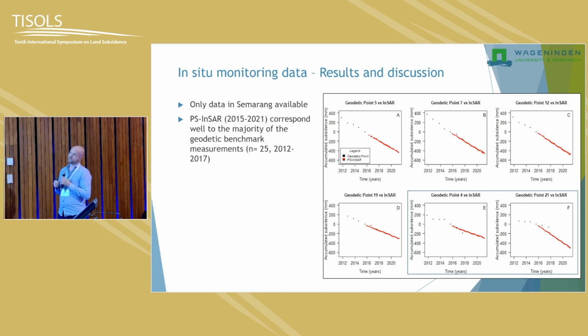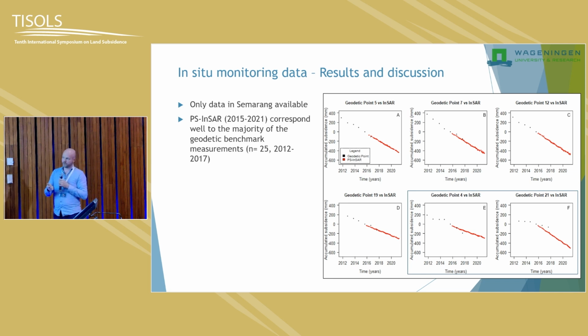So here we see several of the geodetic points. In total, there was 25, and actually most of them very neatly follow. And so these are the blue dots that we see here. They actually neatly follow also the same trend as we see with the PS InSAR in there. So there's a great correspondence to them.